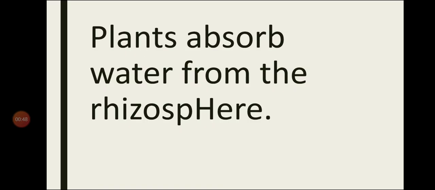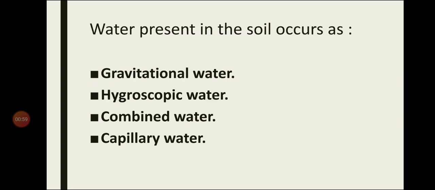Plants absorb water from the rhizosphere. Rhizosphere means roots. Plants are absorbing water from the roots. Water present in the soil occurs as different types. There are 4 different types of water present in soil: gravitational water, hygroscopic water, combined water, and capillary water.